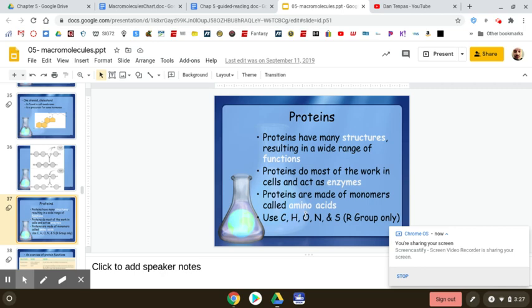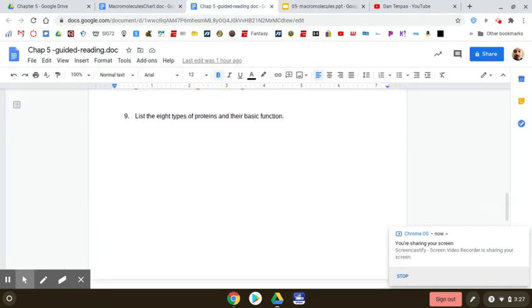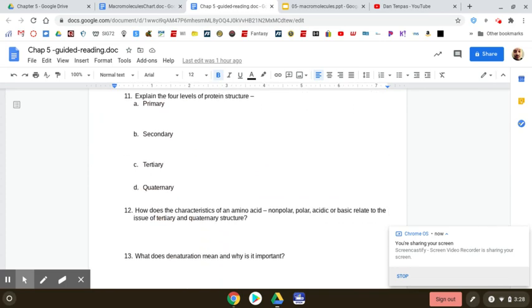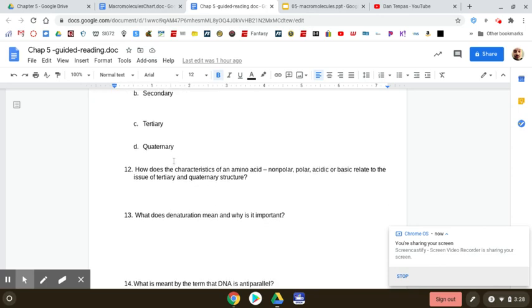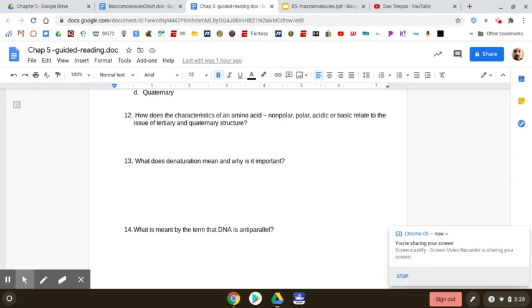All right, welcome back. This next macromolecule is going to be proteins. So, again, have your reading guide out. We'll be going through number 9 and 10, as well as a very important one, number 11. Maybe put a star next to that one. Very, very important. And 12 and 13 as well. So, quite a bit of your reading guide is on proteins.